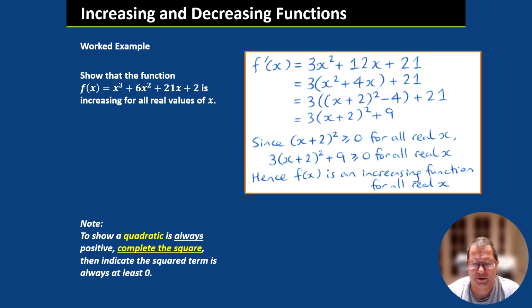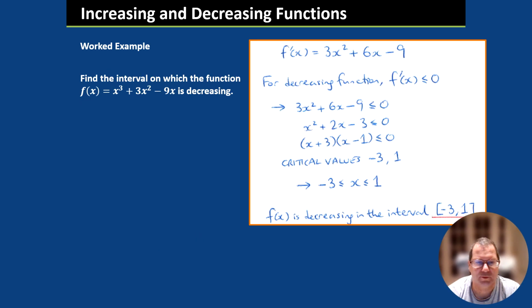Now, in this example, we got a quadratic when we differentiated, and if you look at the note at the bottom left, it says to show a quadratic is always positive, you can complete the square and indicate the square term is always at least 0. But that is only going to work for quadratic expressions because we can't complete the square for cubics and other examples.